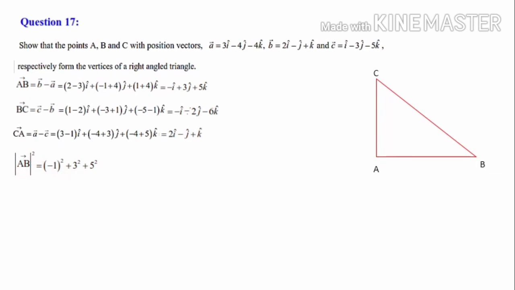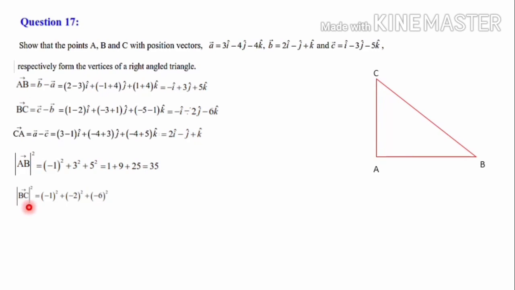So here minus 1 the whole square plus 3 the whole square plus 5 the whole square we have written here. That is equal to minus 1 whole square is 1, 3 square is 9, 5 square is 25. When you add, it becomes 35.